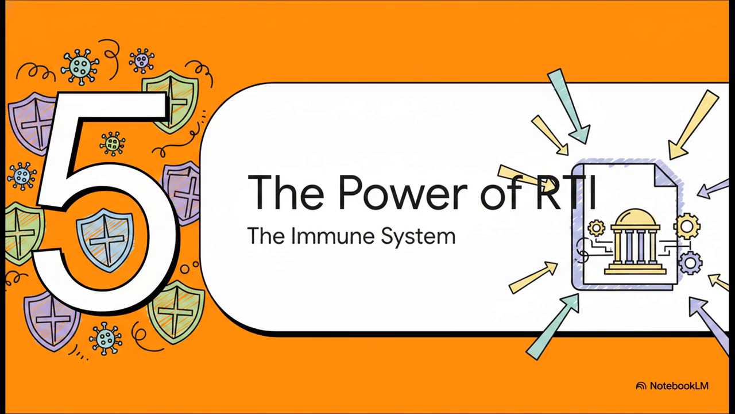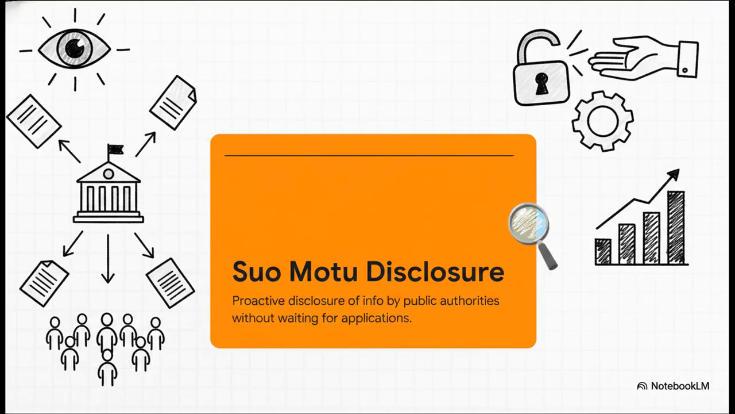Finally, Section 5, the power of RTI. The Right to Information Act doesn't just let you ask questions, it literally forces transparency. Section 4 demands what's called suo motu, or proactive disclosure. That means government authorities shouldn't just be sitting around waiting for you to file an application. They are legally required to proactively and continuously share their policies, decisions, and functions with the public.